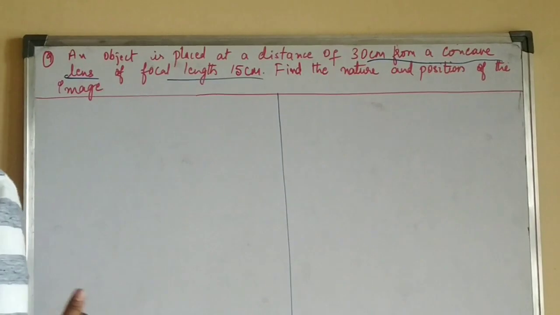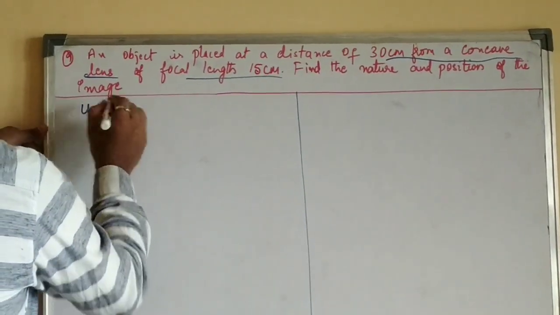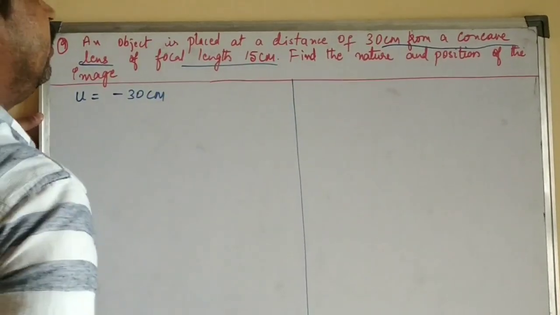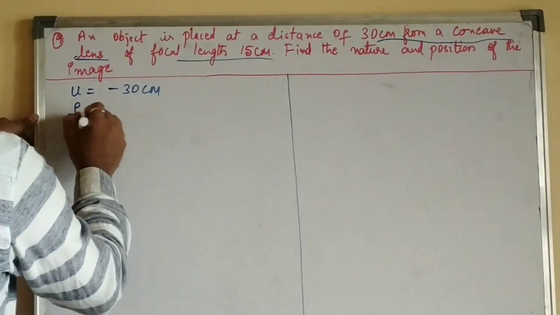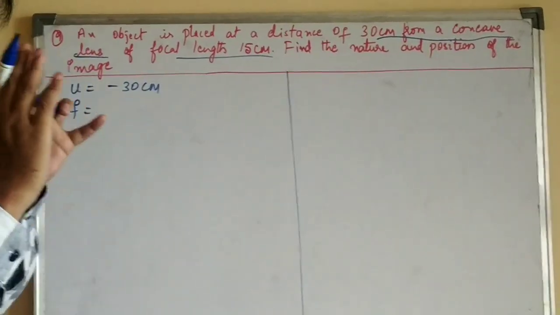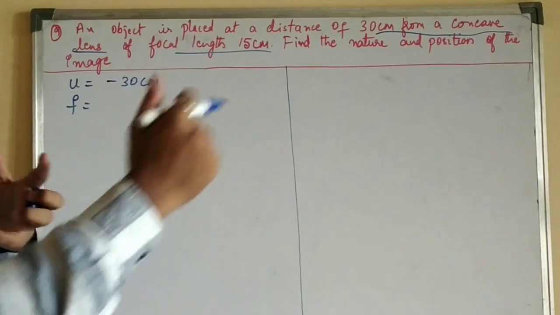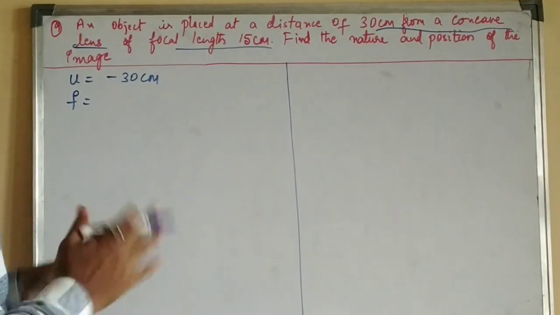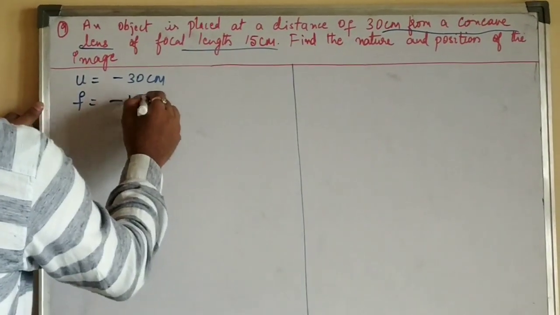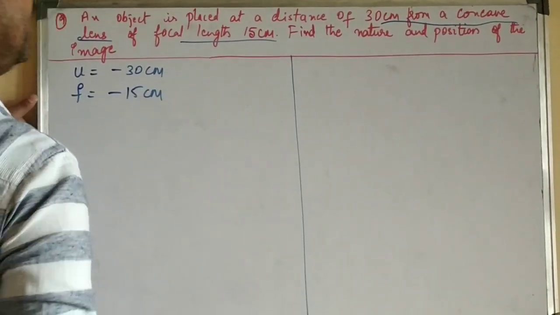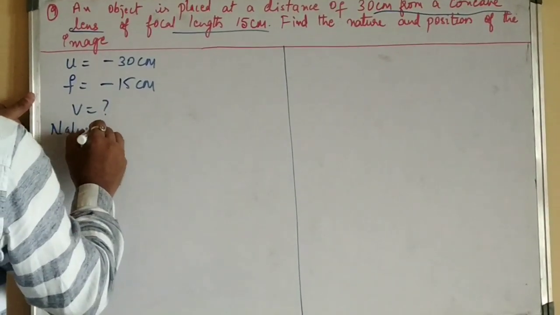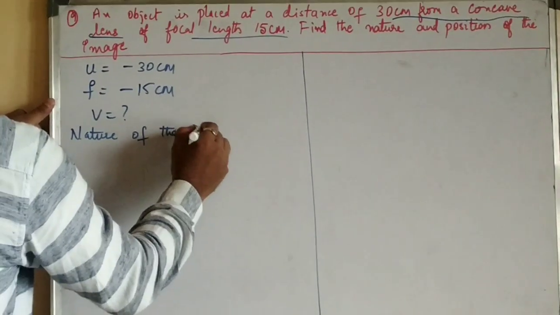Now, object distance, that is u, is always minus, that is minus 30 centimeter, from a concave lens of focal length. When you speak of focal length, you should get the position of the image also. Position of the image is towards the left side only in the concave lens in both cases. So focal length will also be negative, minus 15 centimeter. Find the nature and position of the image. Means you have to find out v and the nature of the image.